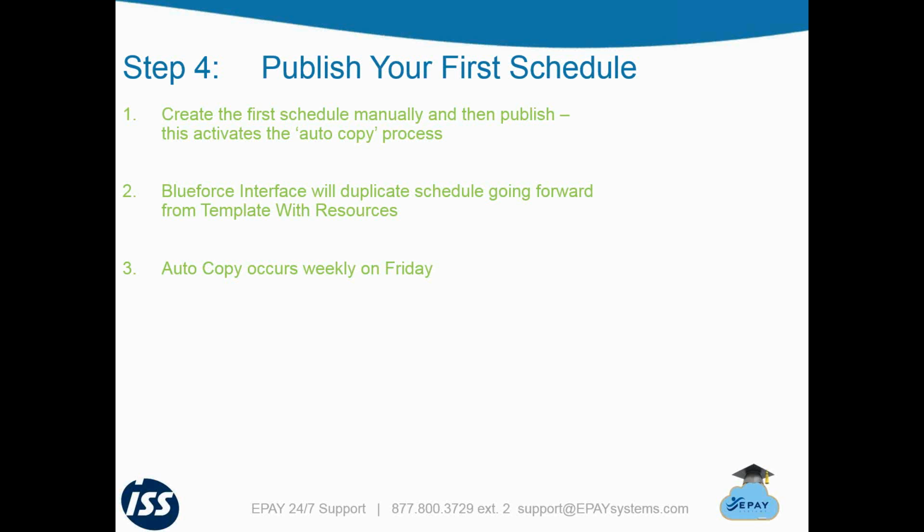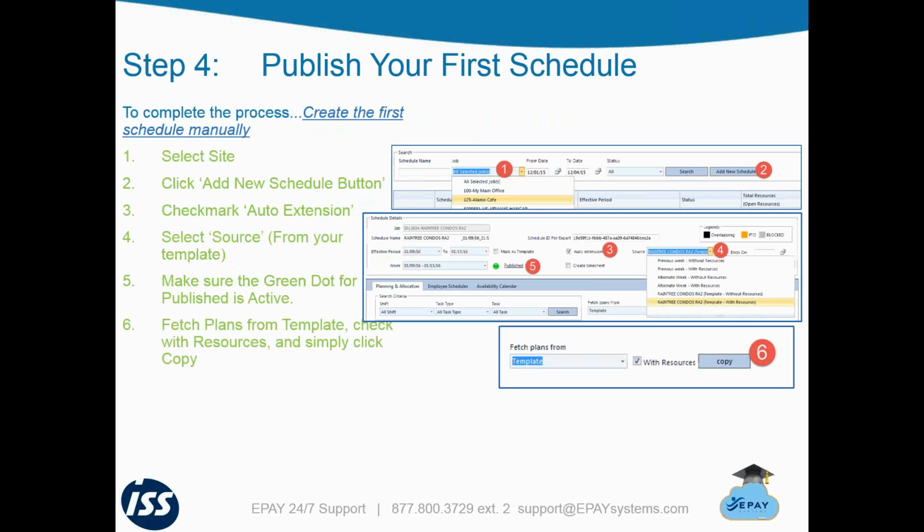So, more also in step 4 here. In step 4, you now will go and publish the schedule. So we're going to go back in and go through the same steps again. We're going to add a schedule like we did at the very beginning, but this time we're going to make some different changes. I'll show you the screen views here. We're going to do something called auto extension.